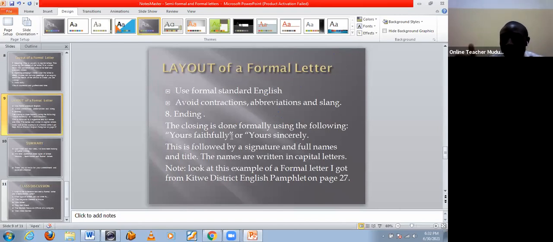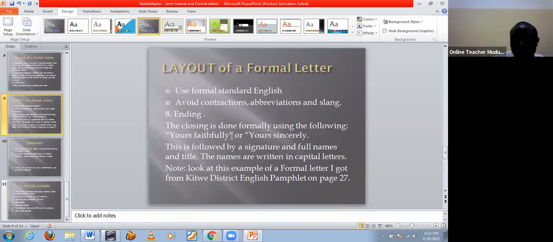If the name is mentioned in the salutation, then when you're closing your letter, you're going to write yours sincerely. But if your salutation was written using the words dear sir, you have not mentioned the name. Dear madam, no name mentioned. Or dear sir or madam, no name mentioned there. So you should end your letter with yours faithfully.